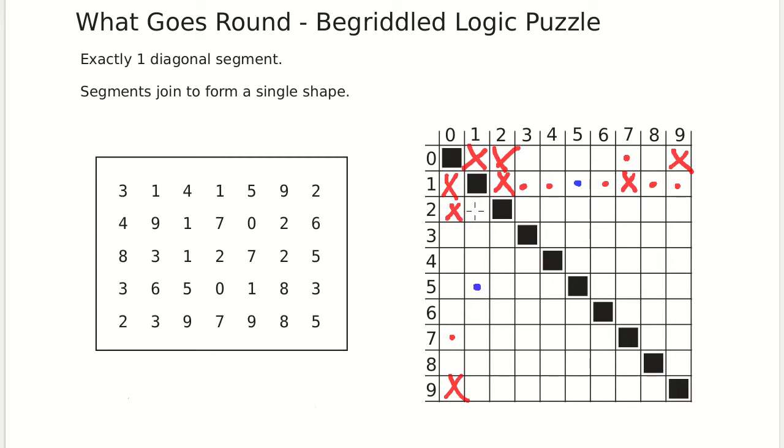Now, because we know that we've got a diagonal 1 to something, and there is only one diagonal, we can cross out the 0 to 7, because that would be a second diagonal.